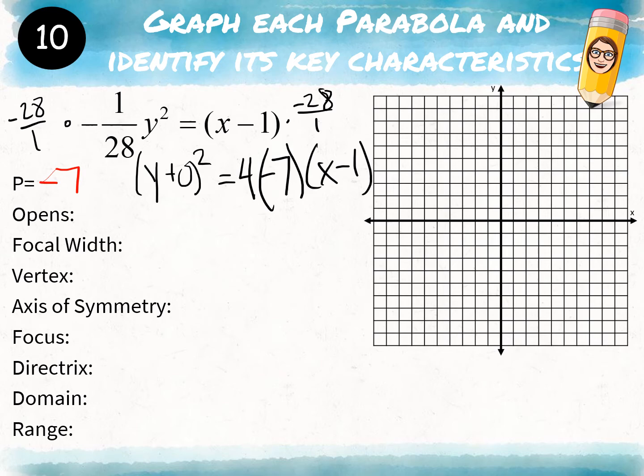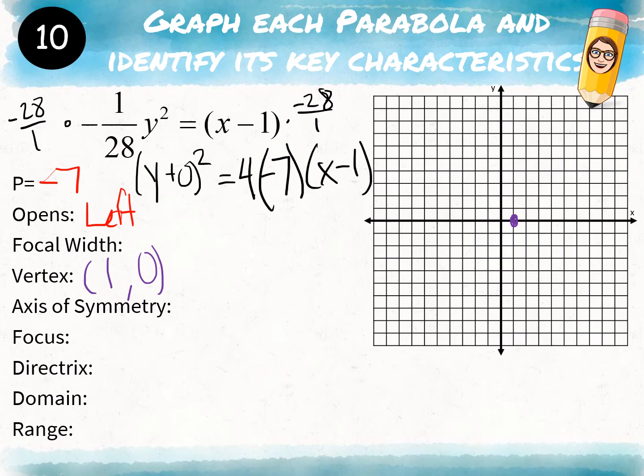Opens. The y is squared, which means it opens left or right. The p-value is 7. Excuse me, negative 7. Because it's negative, that means it opens left. Does that make sense? And if you need to wait to answer those questions until you figure out some more of the information, totally fine. Vertex, let's get that taken care of. That's always easier. The x says -1, I write +1, and the y is 0. So here is my vertex.